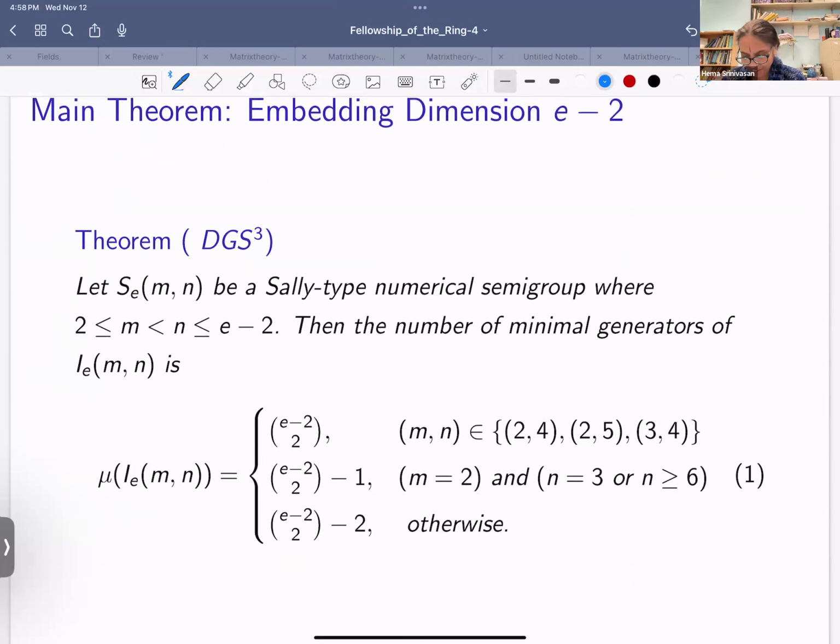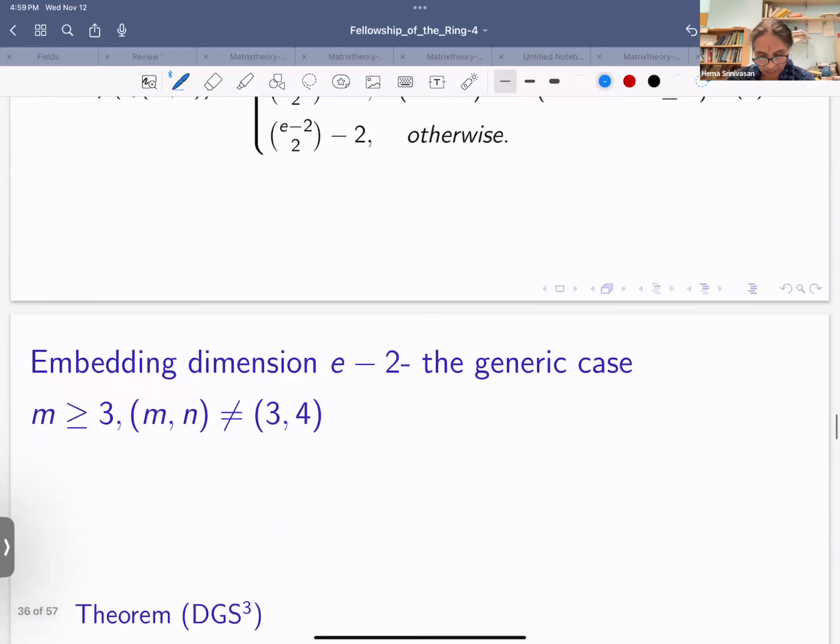The minimal number of generators is e minus 2 choose 2 if it is one of these guys. It is e minus 2 choose 2 minus 1 if it is m equals 2 or say n bigger than or equal to 6. So 4 and 5 are missed out in here, because they are showing up here. And otherwise, this is the generic case, e minus 2 choose 2 minus 2. I put this down because initially we wanted only to compute all the minimal generators, which we did. But this is important because after you write down the minimal generators, say by guessing or otherwise, you want to know that that's it. And this is the main theorem for that reason.